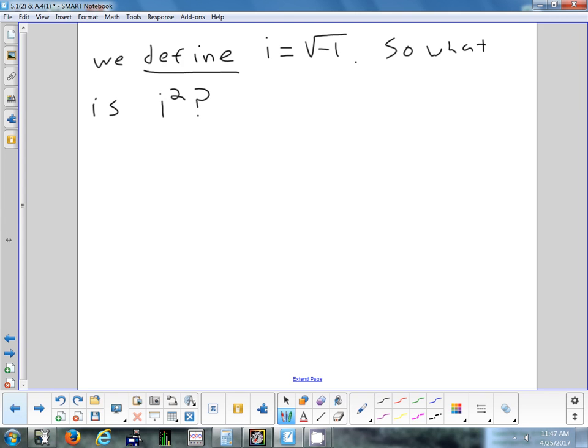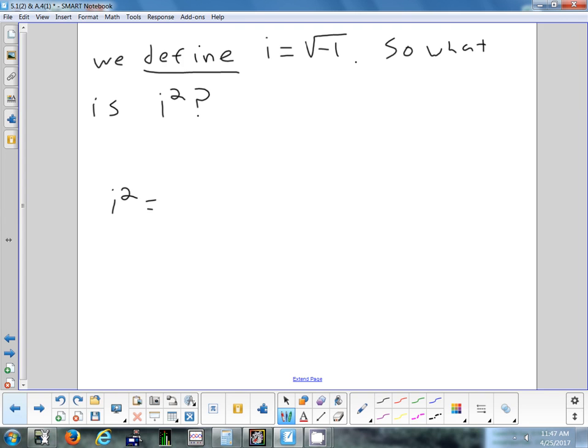Parallel, it's a definition. So in math, sometimes you got to start with some fact that you can't always explain. And from that, you can build other facts. Okay? So why don't parallel lines cross? That's the definition. They just don't cross. Why is i the square root of negative 1? That's just the definition.